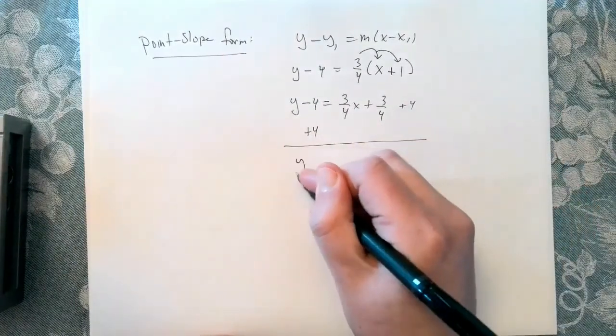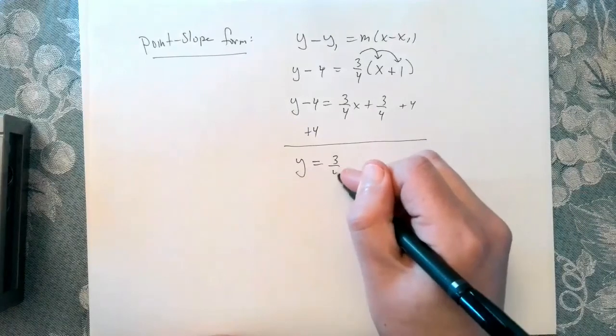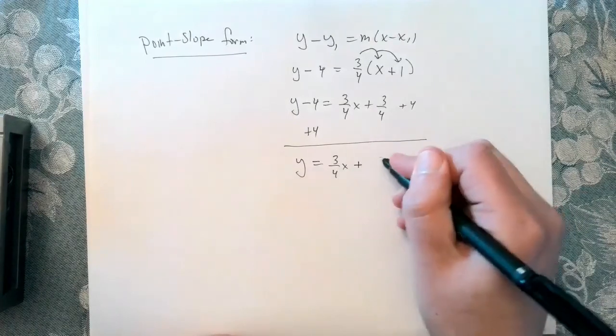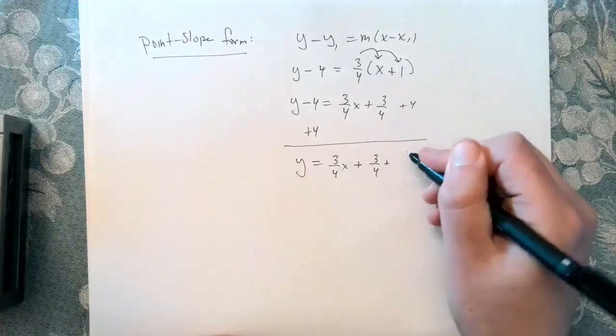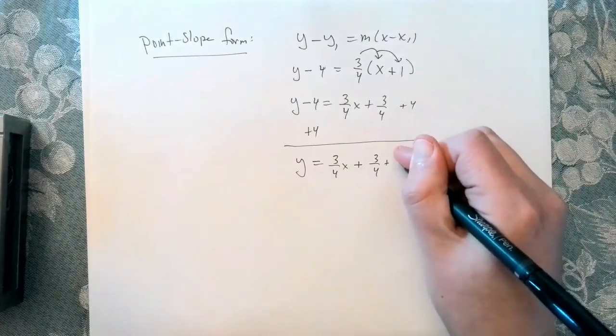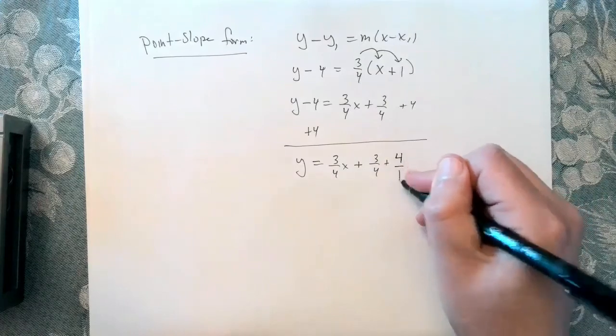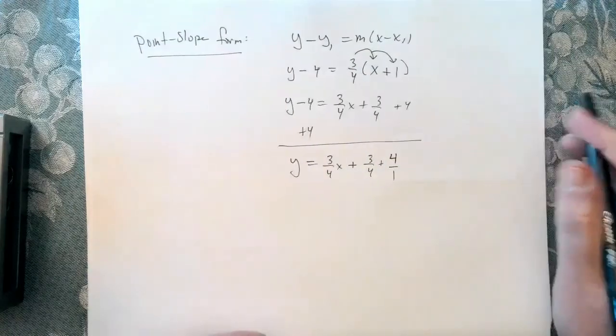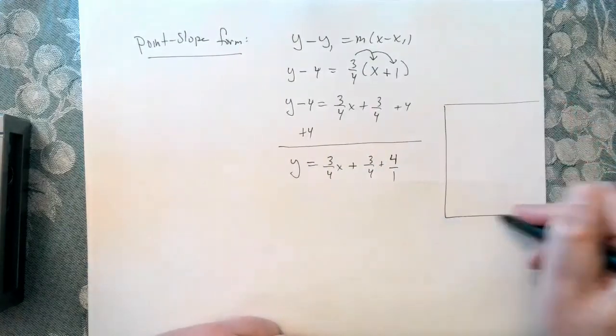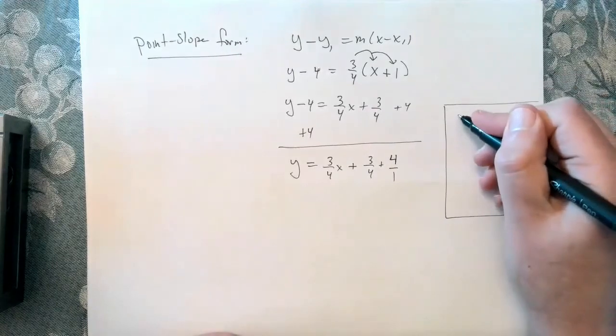So y is equal to 3/4 x plus 3/4 plus 4. Show you a little trade secret for adding fractions here. Let's put that over 1. Maybe I won't get common denominators. I could. Here's some old school 19th century math for you.